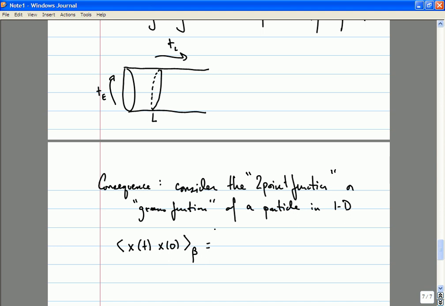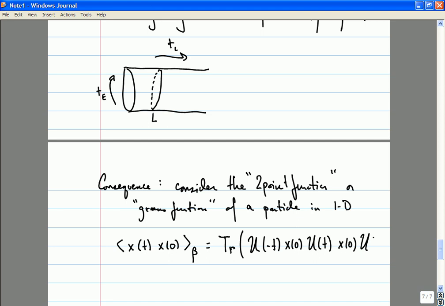Well, what is this? So let's write this as the trace of x of t, x of 0 times e to the minus beta h. But let's write out everything in terms of unitary time evolution operators. So what is x of t? Well, it's u dagger of t, otherwise known as u of minus t, times x of 0 times u of t.